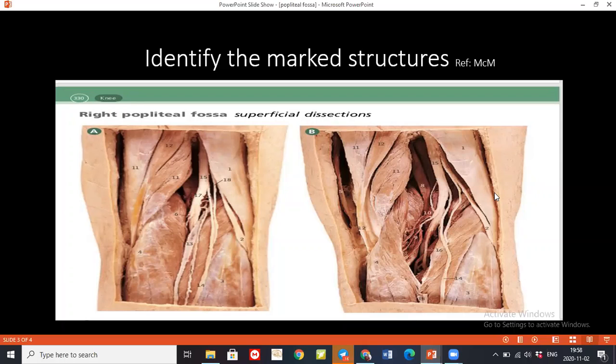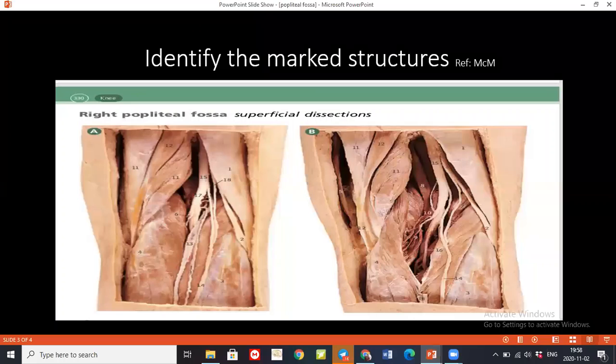Popliteal fossa is bounded superomedially by semimembranosus and semitendinosus muscles, superolaterally by the biceps femoris, inferomedially by medial head of gastrocnemius, and inferolaterally by the lateral head of gastrocnemius muscle. Can you tell me the contents of popliteal fossa from superficial to deep?